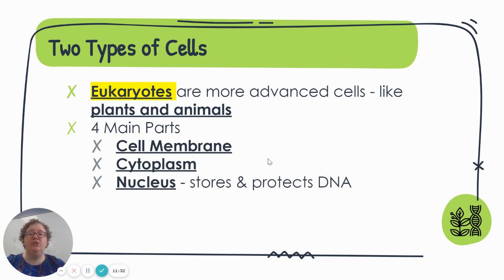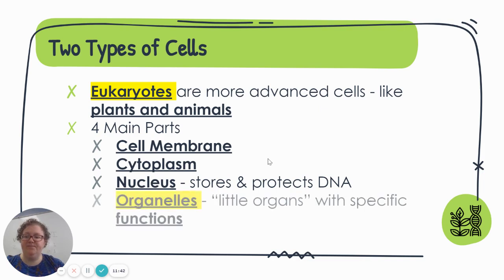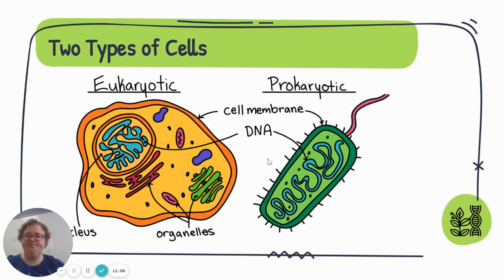So the nucleus in a eukaryote is what's going to store and protect the DNA. That's different than a prokaryote where the DNA is just floating around. In a eukaryote, it has a specific place where it's going to be kept. And all eukaryotes are going to have organelles. Organelles just means little organs. Each organelle has like a specific job. It's like little machinery, right? Little factories inside of the cell that all do specific things.